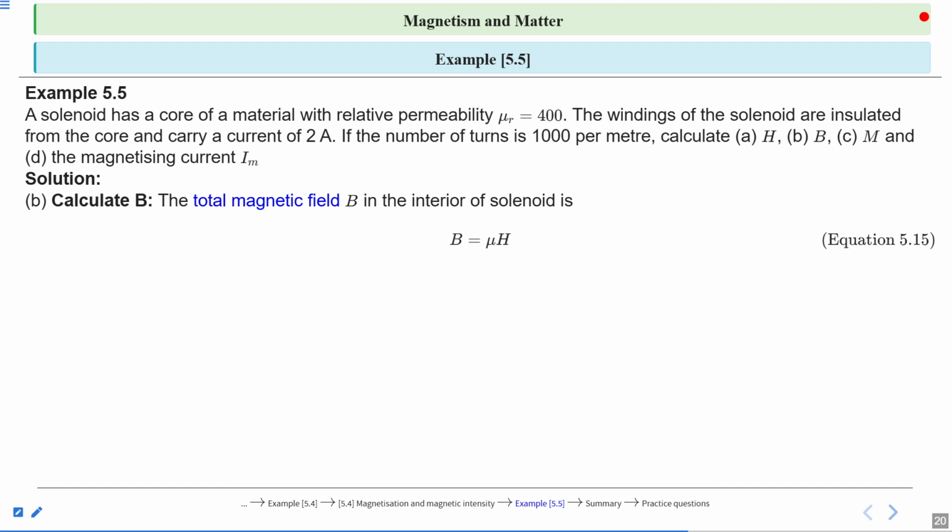We know the value of H. We have calculated 2000 ampere per meter. So how are we going to calculate mu? Mu will be equal to mu naught mu r. We also know the value of mu naught, 4 pi into 10 raised to power minus 7, and the value of mu r given in the question is 400. After putting all the values, B equal to mu r mu naught H, so mu r is 400, mu naught is 4 pi into 10 raised to power minus 7, and H is 2000. After solving it, we get B approximately equal to 1 Tesla.